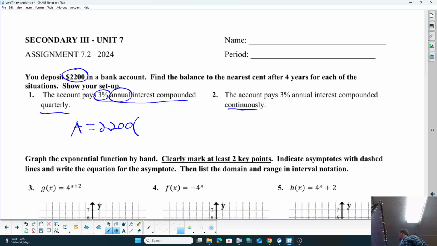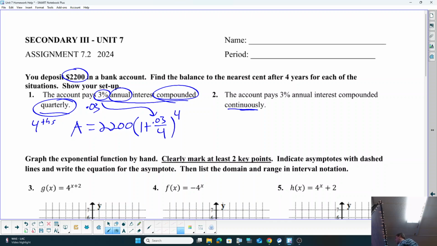Our rate, interest compounding, is going to be increasing, so 1 plus, and 3% is 0.03. Don't forget to write that as a decimal, 0.03, divided by the compounded quarterly, which is fourths. So that's going to be divided by 4, times 4, and then that's after 4 years. And so that 4 years is a different 4 that we're timesing. Okay, plug that into your calculator.